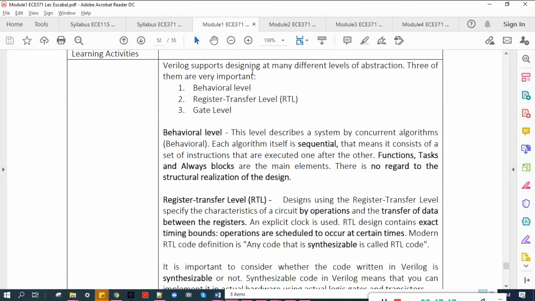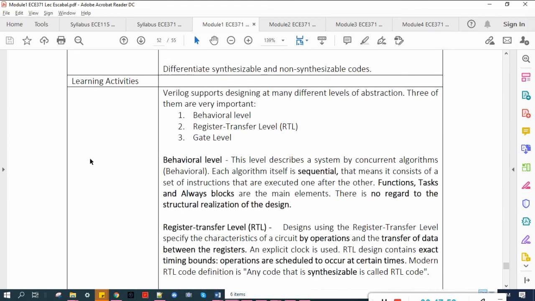Verilog supports designing at many different levels of abstraction. Three of them are very important. So these are the levels of abstraction in Verilog. We have the behavioral level, then the RTL or register transfer level, and then the gate level.